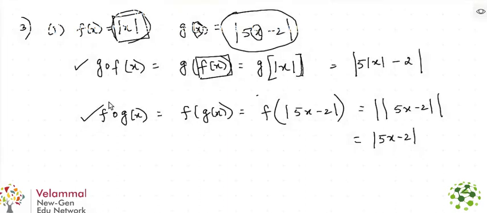Sometimes g composition f and f composition g are equal and sometimes they are not. In this case, they are not equal. Sometimes they will ask you to show g composition f is equal to f composition g. But it is not true for all the questions. So do not think the answers will be same. Okay.